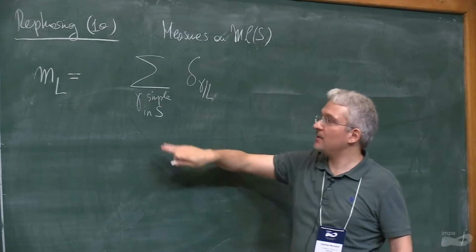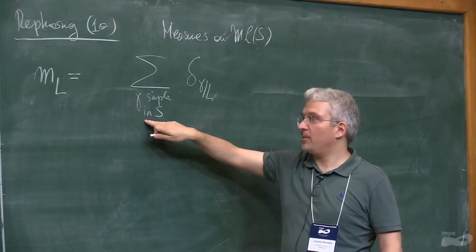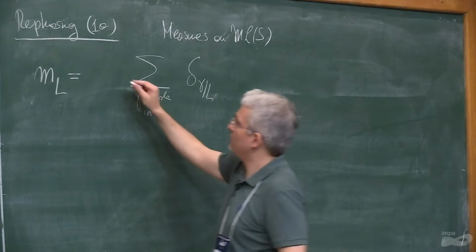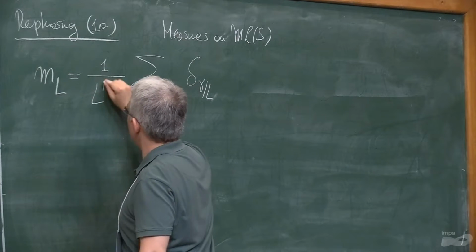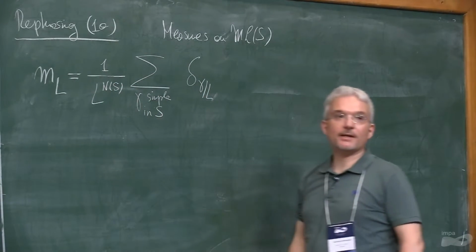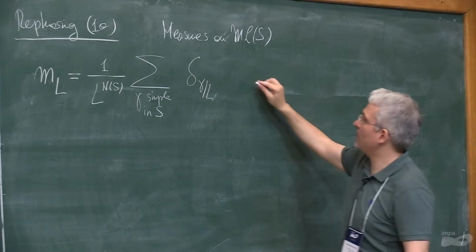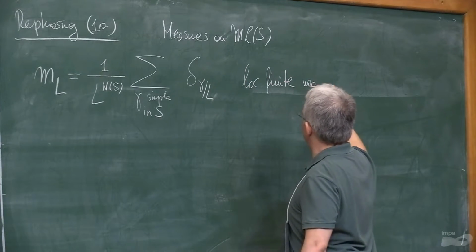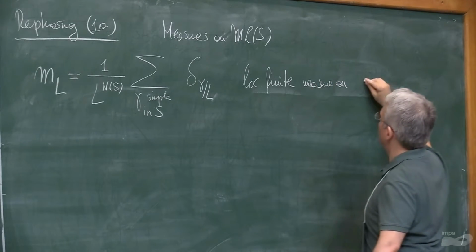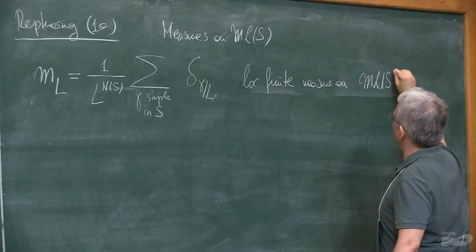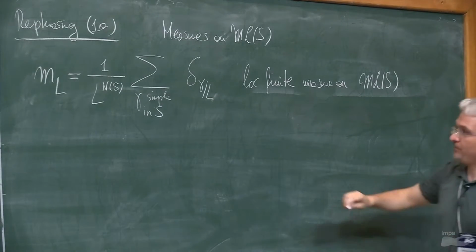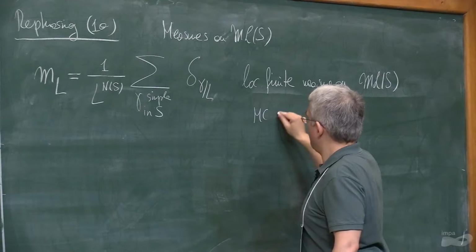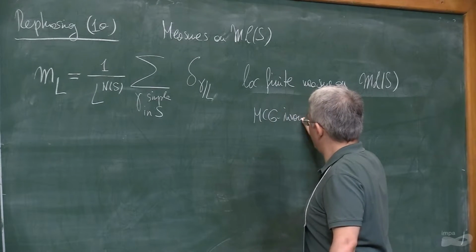We take the sum over all simple closed curves in S, and actually we divide by this power. So this is a locally finite measure on ML of S. And you can see, because we are taking the sum over all simple closed curves, this is also mapping class group invariant.